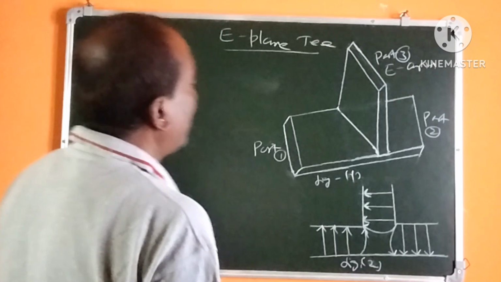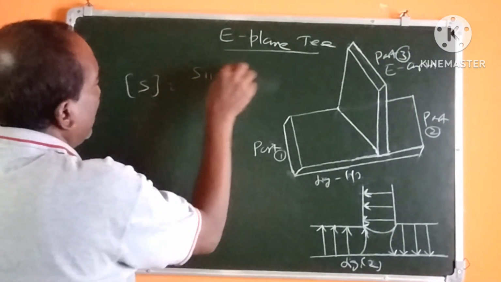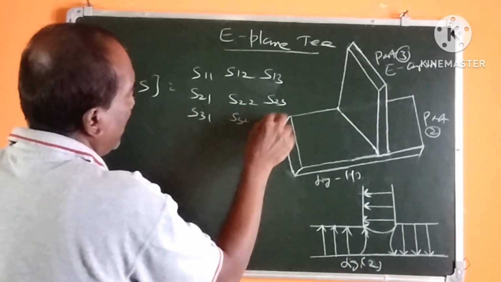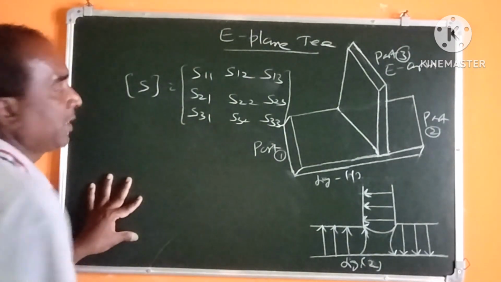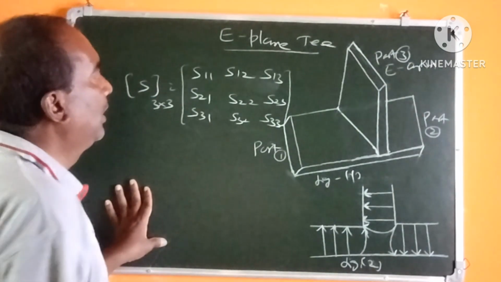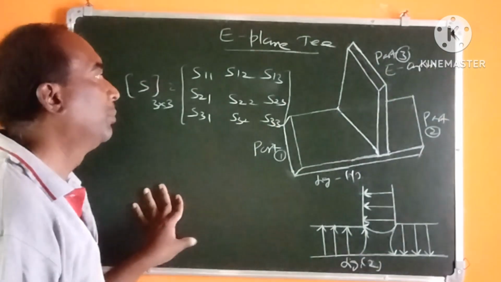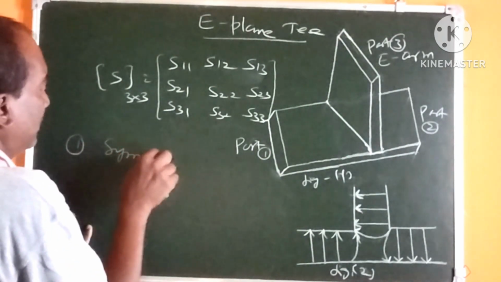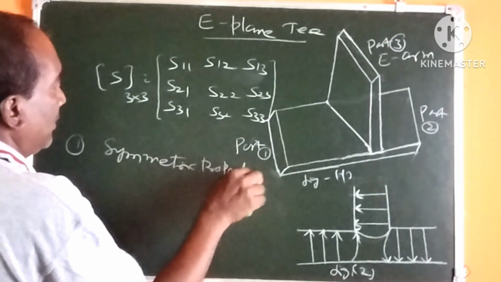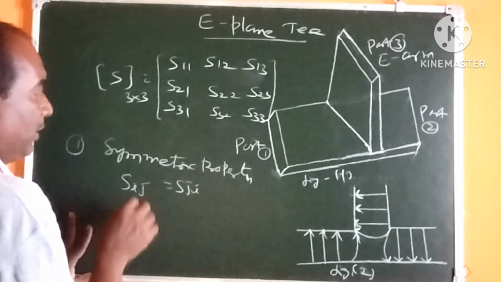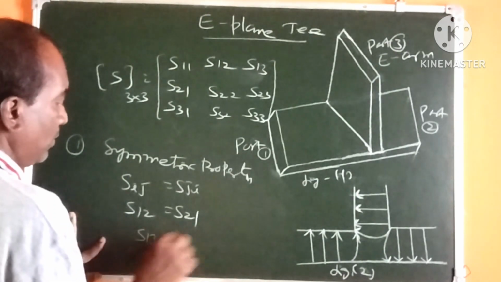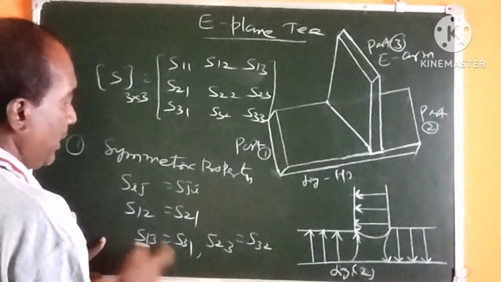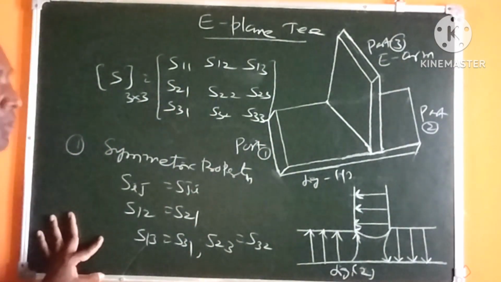Hence, its S matrix can be represented as S equal to S11, S12, S13, S21, S22, S23, S31, S32 and S33. It is a square matrix with an order of 3 by 3. Now these S parameters can be determined by applying the properties of the S matrix. First one, by using the symmetric property, we have Sij equal to Sji. That is, S12 equal to S21, S13 equal to S31, and S23 equal to S32.